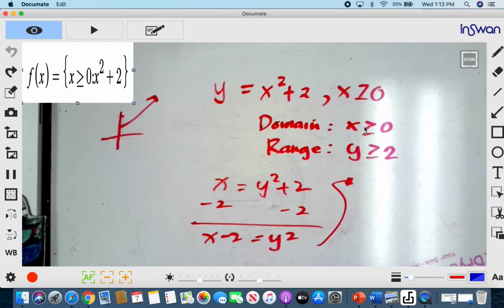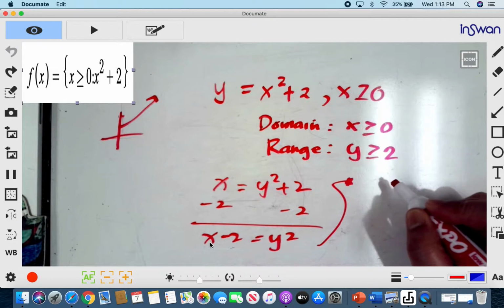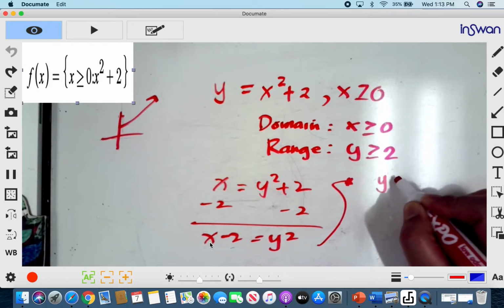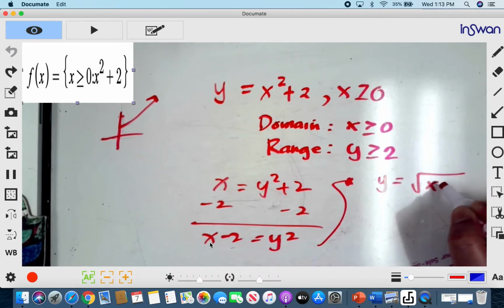Now remember, we are being restricted that our range here, y, is greater than or equal to 2, and our domain is x is greater than or equal to 0. So therefore, this will also be restricted. So I cannot take the negative of this because the value of y cannot be negative. So therefore, I would just take the positive square root of x minus 2.